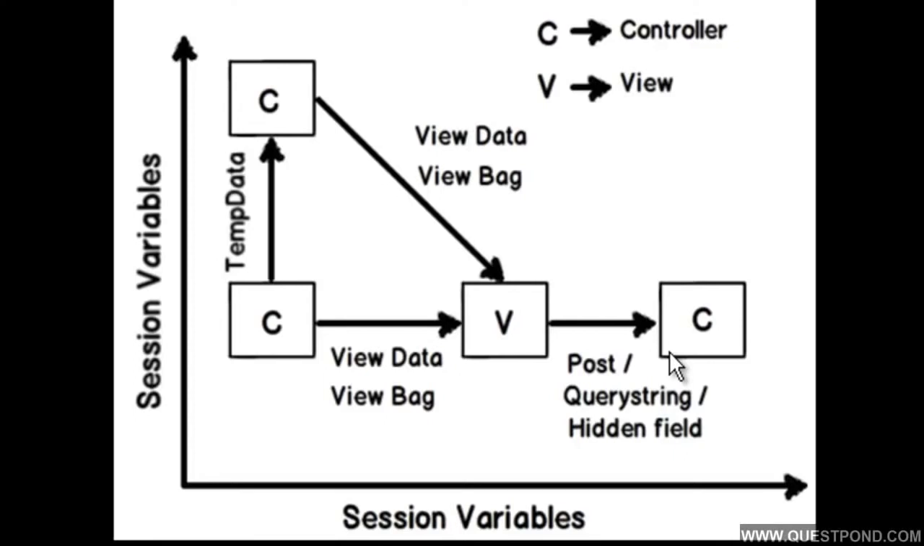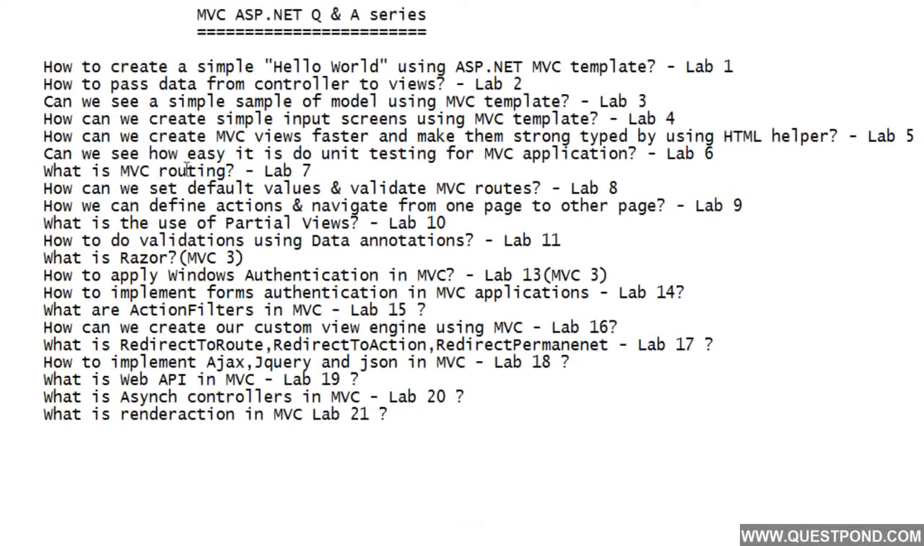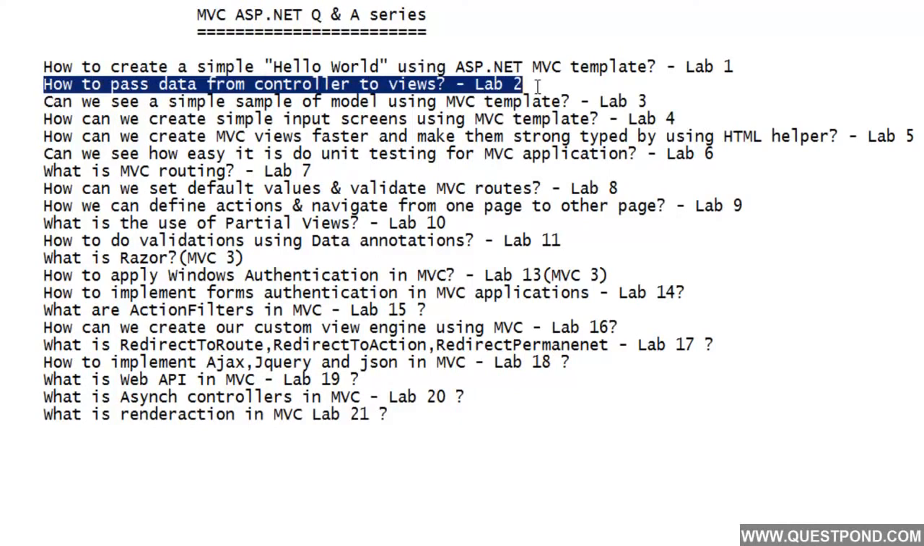Now, if you remember, in one of our previous videos we have already discussed how to pass data from controller to view, that is by using view data. So I will flip back to the index. You can see above we have this MVC ASP.NET Q&A series. And in the second video, in lab 2, we had discussed how we can pass data from controller to views by using view data. So let me quickly go back and revise what we did in lab 2, and then we will look into various other options which are available to persist data between each one of these entities.